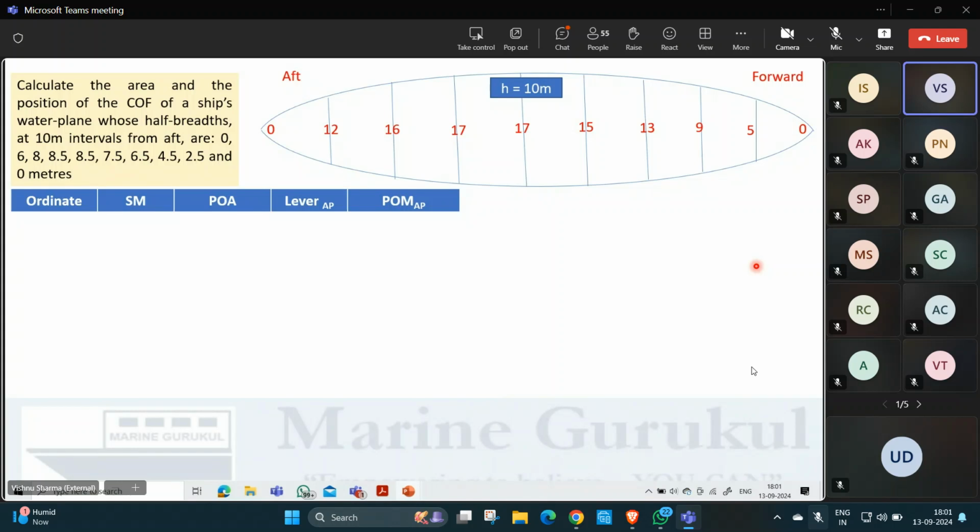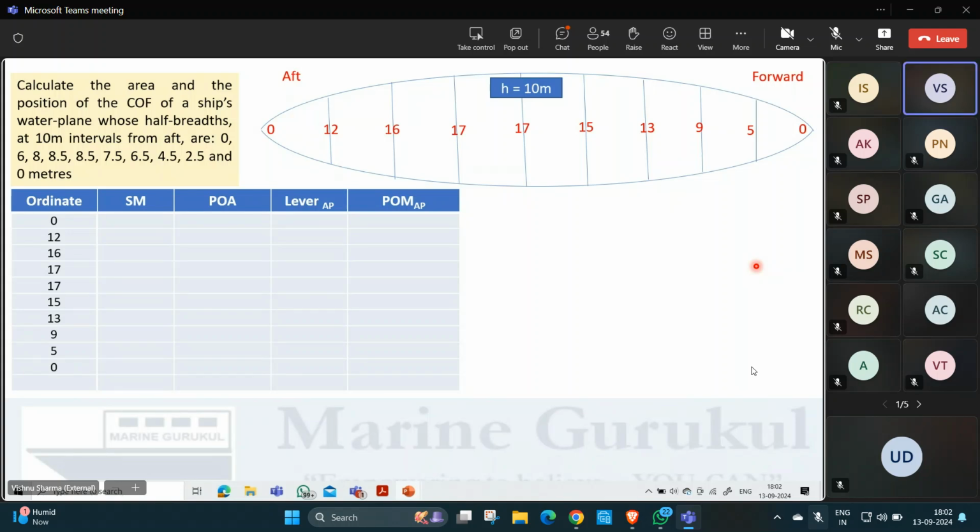If the after perpendicular is the obvious, preferred choice, you can take from wherever you want, but that's the preferred choice. So which ordinate should I write first, and which side should I start writing the ordinates from, preferably? From aft, sir. From 0 aft, then 12, 16, and so on, right? Correct? Yes, sir.